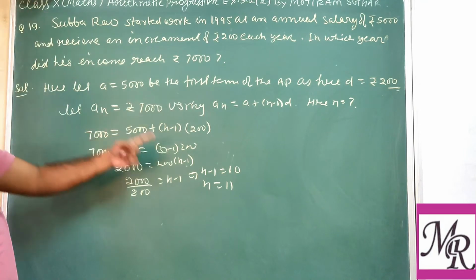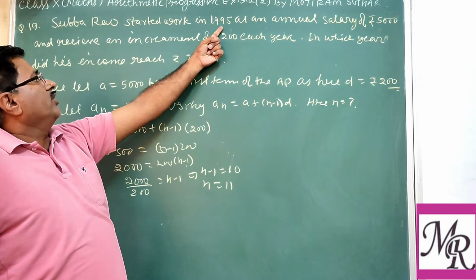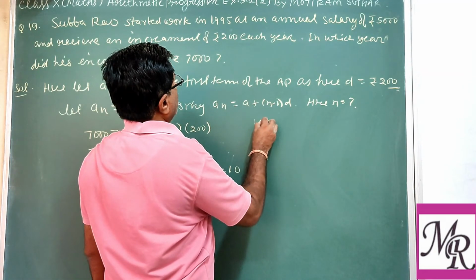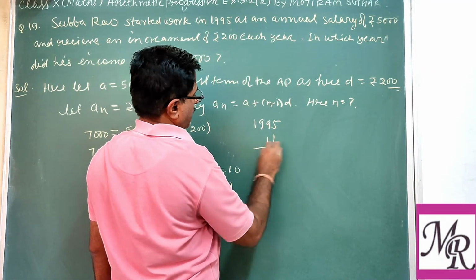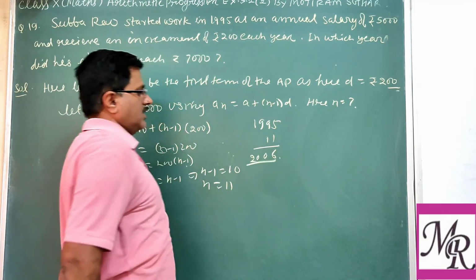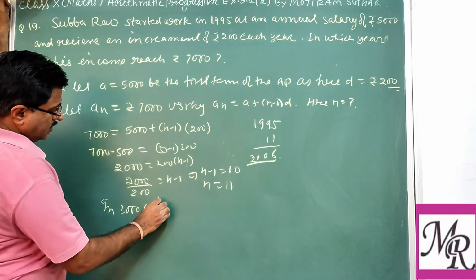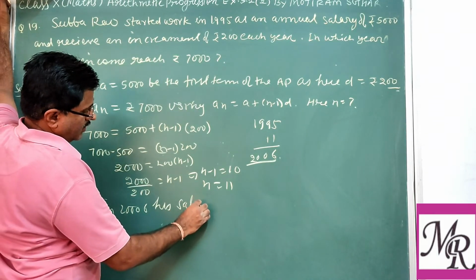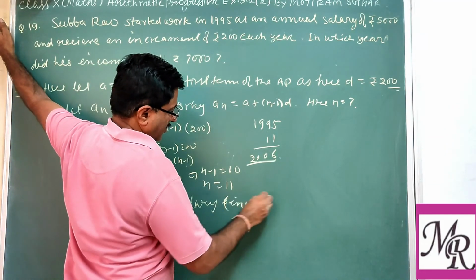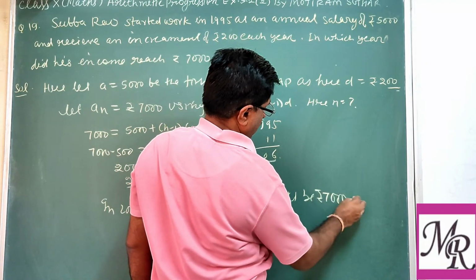Means after joining, the 11th year. So he is joining in 1995. So add this, 1995 plus 11, this is 2006. So in 2006, his salary, or you can say income, will be 7,000 rupees.